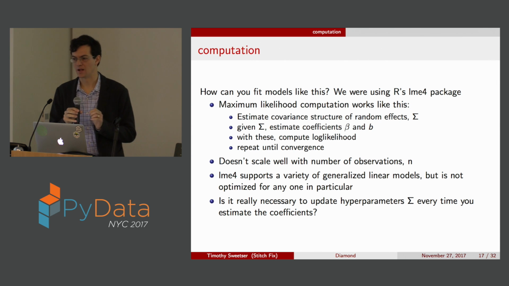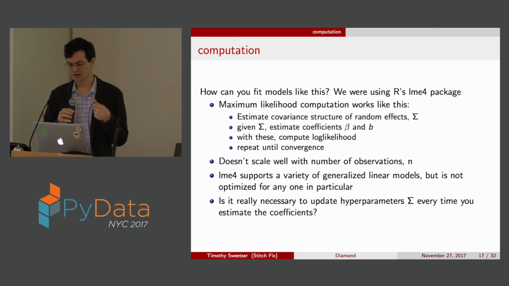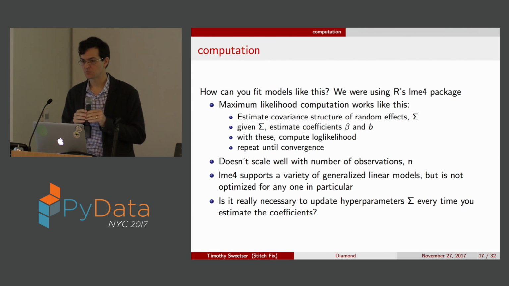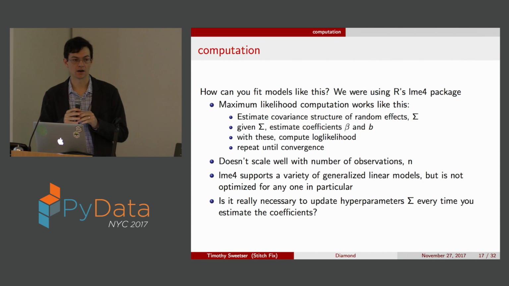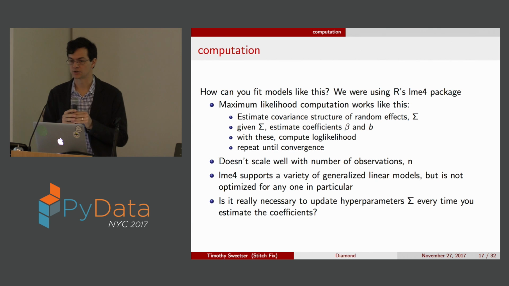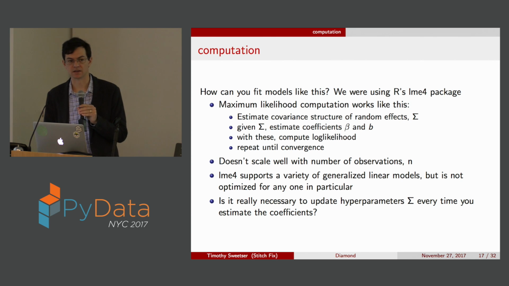Unfortunately, this does not scale well with the number of observations. I don't know what the big O performance is off the top of my head, but I have some empirical results that will convince you that this is true in a couple of slides. LME4 is nice because it supports a variety of generalized linear models. You can use it to do not just linear regression, but logistic regression or Poisson regression or a bunch of other flavors. But its generality means that it's not optimized for any of those in particular.